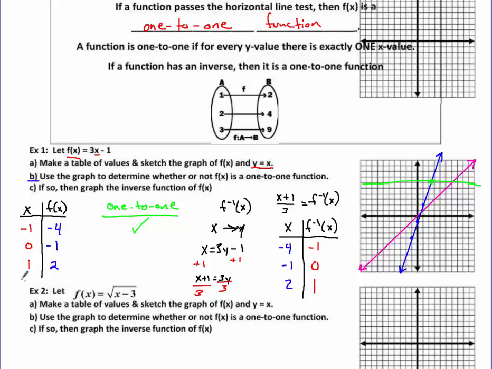So maybe you noticed our tables look the same, except the x and y values have switched. So if we go to plot these: negative 4, negative 1; negative 1, 0; 2, 1.